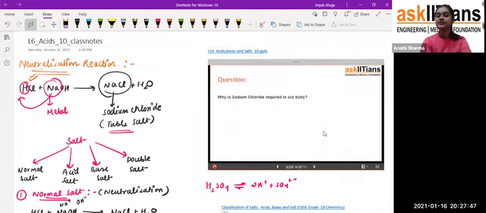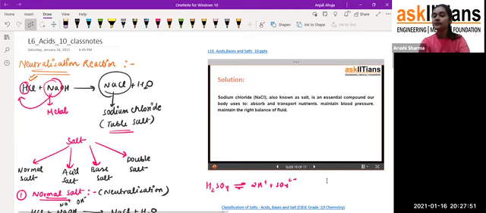Okay, so there are some questions. Why is sodium chloride required in our body? Sodium chloride, also known as salt, is an essential compound our body uses to absorb and transport nutrients. It will absorb the nutrients and transfer them, maintain blood pressure, and maintain the right balance of fluids. So that is why sodium chloride is also very important inside our body. Fine.